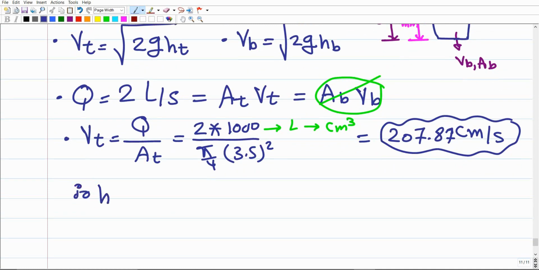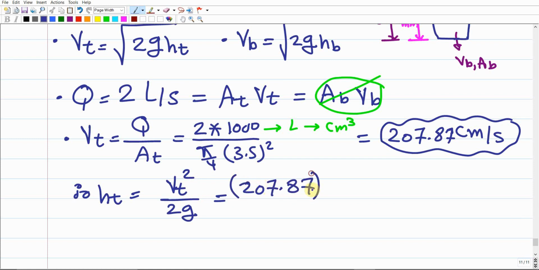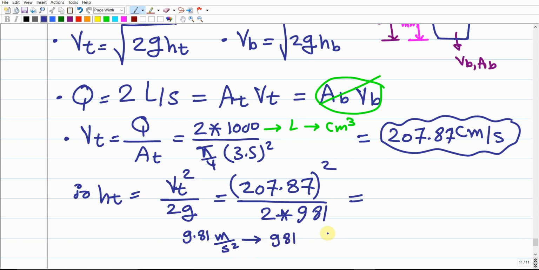So simply HT, the height of the boring cup, is gonna be just the square of this term. So it's gonna be VT squared divided by 2G, right? VT we got as 207.87 squared, and this should be divided by 2 times G, which should be 981 here, because G is 9.81 in terms of meter per second square. To convert to centimeter it's gonna be 981, right? Because you should multiply by 100.